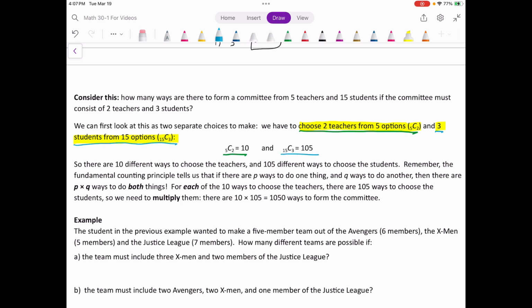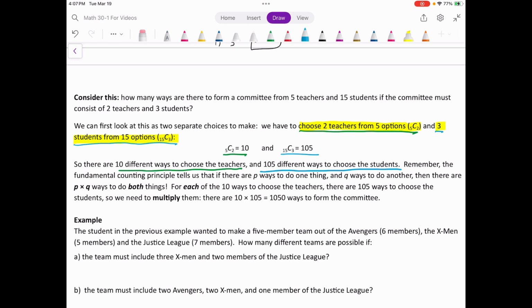Now, 5 choose 2 is 10, and 15 choose 3 is 105, meaning that to pick our 2 teachers, there's 10 ways we could do that, right? And to choose our 3 students, there's 105 different ways we could choose them. So there's 10 different ways to choose the teachers, and there's 105 different ways to choose the students.